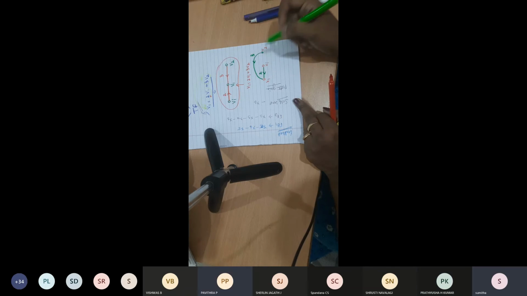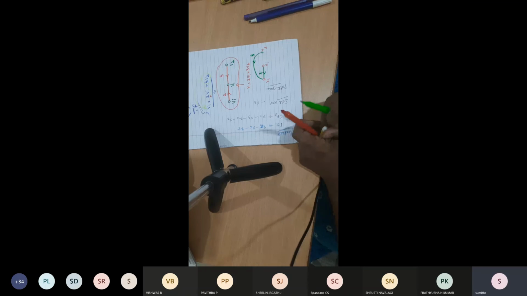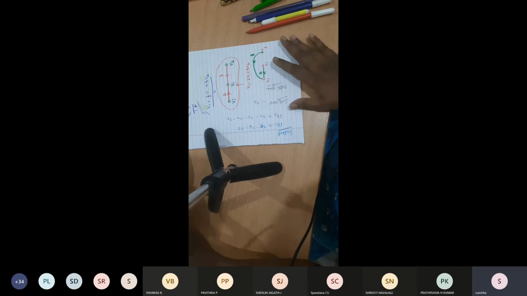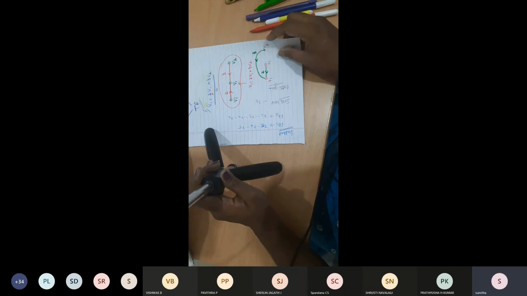Yes, ma'am. This is how we have to write. If the equation is given, this is how we have to write the signal flow graph. Okay, one more expression I'll give so that you can solve. You can understand what that is.